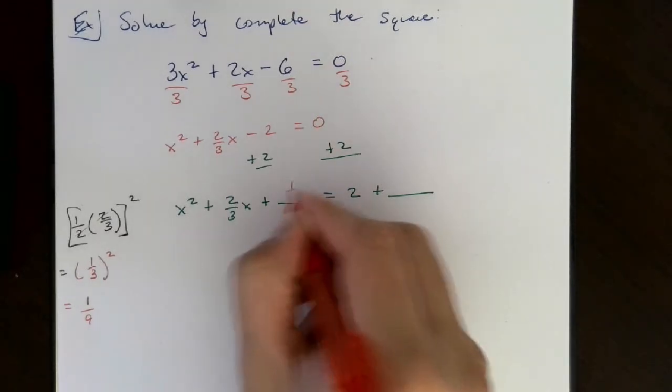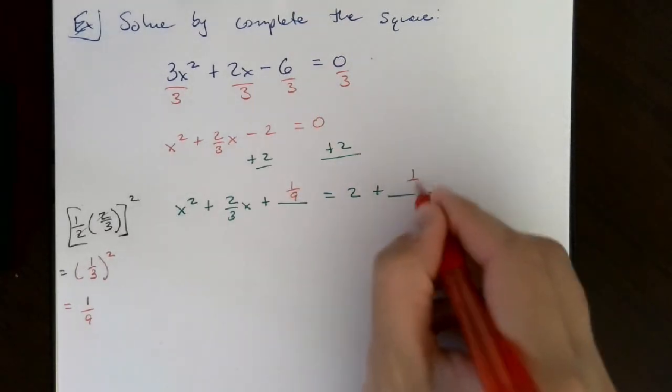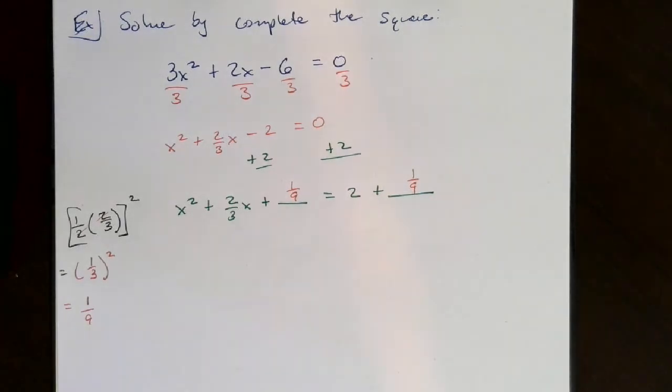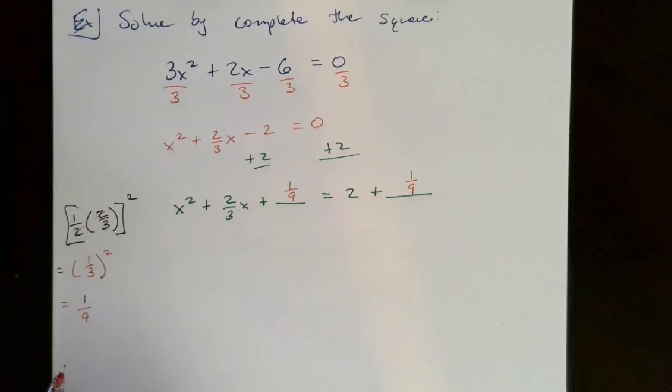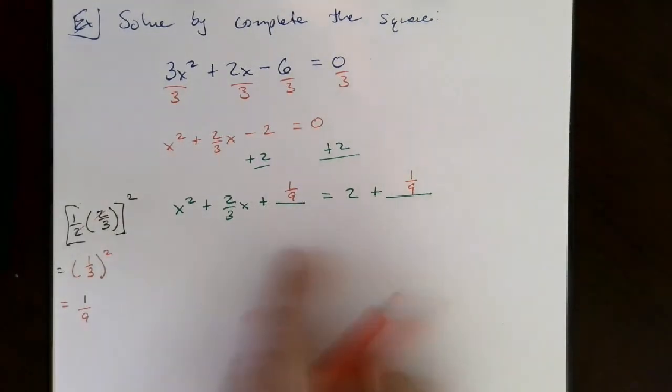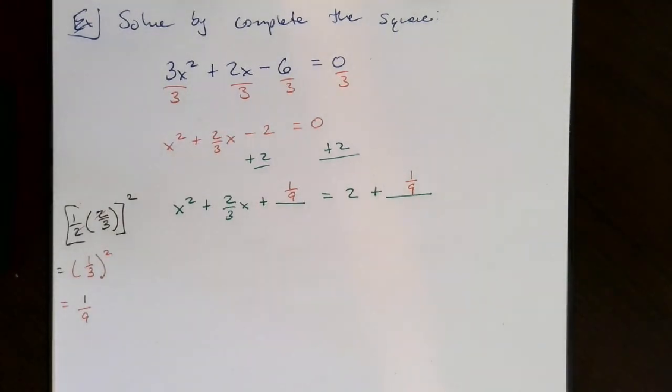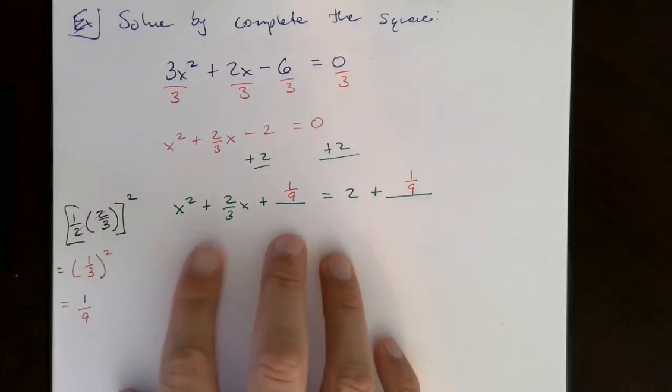So if I add 1/9 here, and I add 1/9 here. Alright, so I'm adding 1/9 to each side, and that keeps it balanced. That's why I have to do it to both sides. Make sure you do it to both sides. And then you have to ask yourself, how does this factor down to a perfect square?